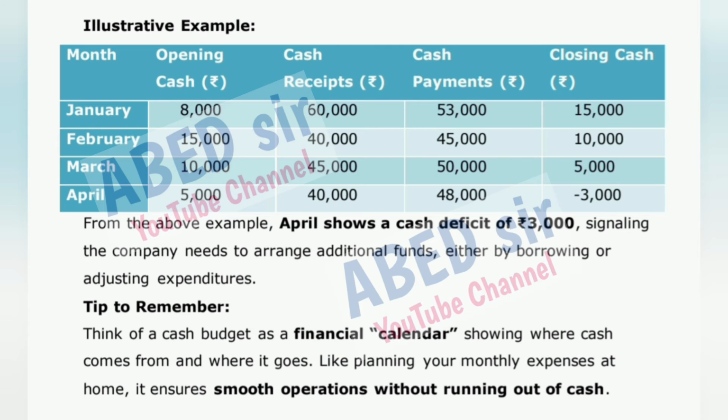Illustrative example. Month, opening cash, cash receipts, cash payments, closing cash. January: 8,000, 60,000, 53,000, 15,000. February: 15,000, 40,000, 45,000, 10,000. March: 10,000, 45,000, 50,000, 5,000. April: 5,000, 40,000, 48,000, minus 3,000. From the above example, April shows a cash deficit of 3,000 rupees, signaling the company needs to arrange additional funds, either by borrowing or adjusting expenditures.